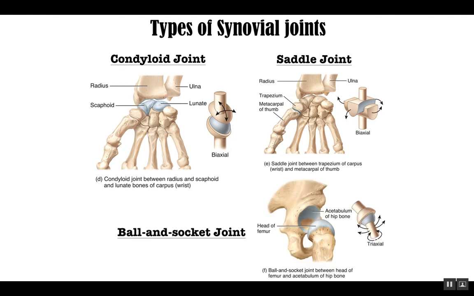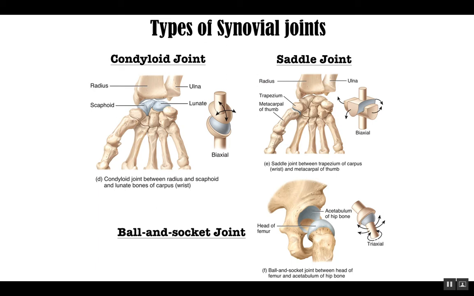And then finally there are the two ball and socket joints, where now you have a nice round spherical ball sitting in a nice round concave socket. The two ball and socket joints are your shoulder joint, or glenohumeral joint, and your hip joint, which is formed between your femur and the acetabulum of your hip bone. So those are the different subcategories of synovial joints.